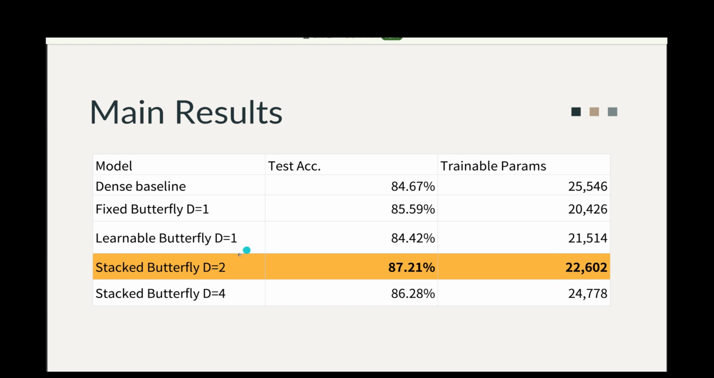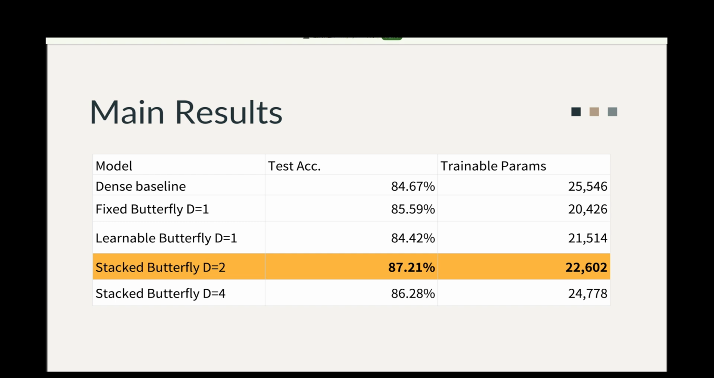This slide shows the main result. The dense baseline reached 84.67% test accuracy with 25,546 trainable parameters. The best model was the stacked butterfly model with d equals 2. It reached 87.21% test accuracy with 22,602 trainable parameters.